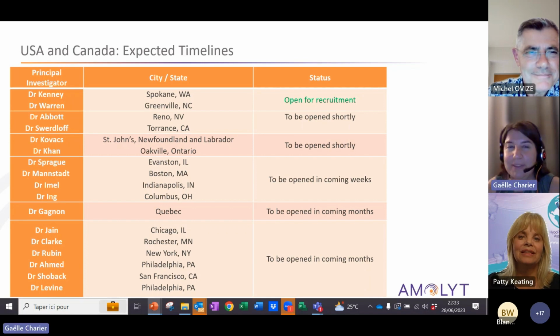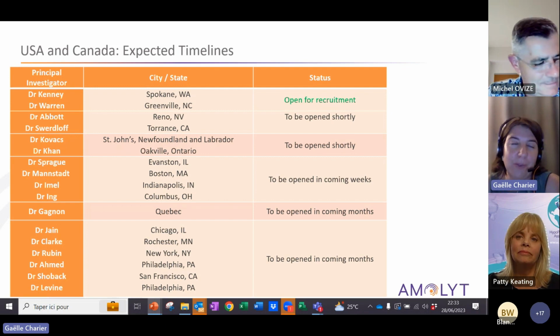I can take that one. So we are planning to randomize 165 patients across 55 sites in the world. It's not only these sites that you have on this slide now in North America.